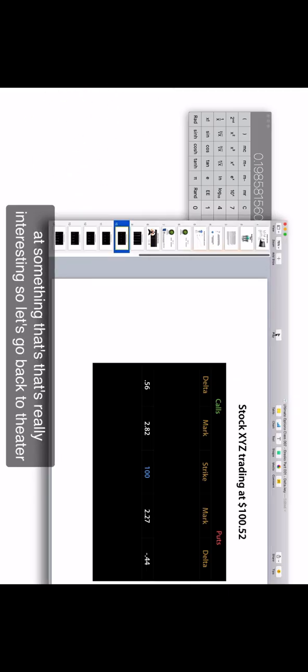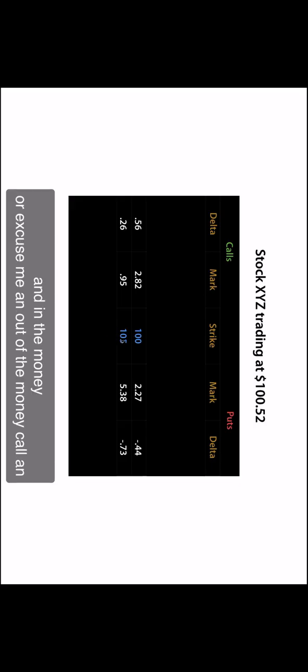And now we're going to look at something that's really interesting. So let's go back to theater mode. Okay, now let's decide what would happen if we bought an out of the money call right here. So this is an out of the money call, and if you don't know what out of the money means, you've got to go back and review, because you should know that before you started this course.